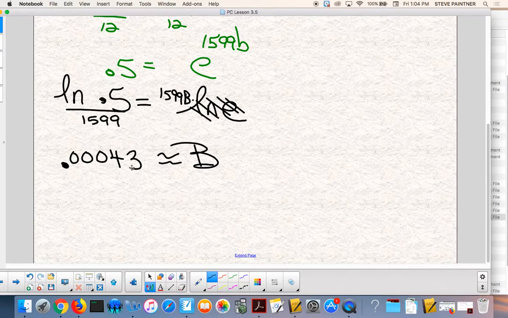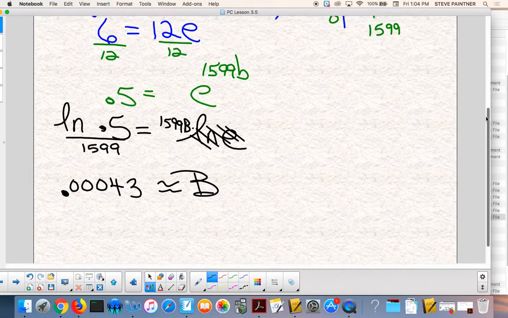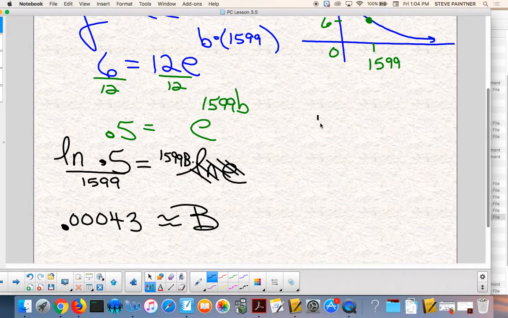Write the formula. Here we go. Formula will be y equals a times e to the, wait, this should be negative. It is negative. Okay, negative, there it is.